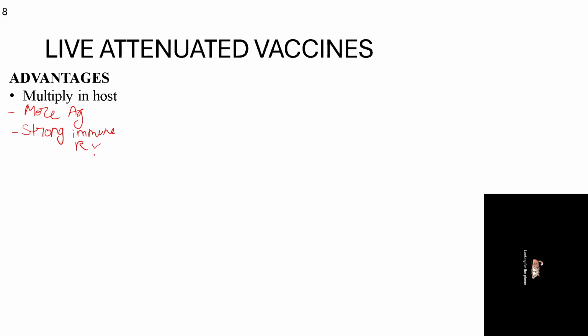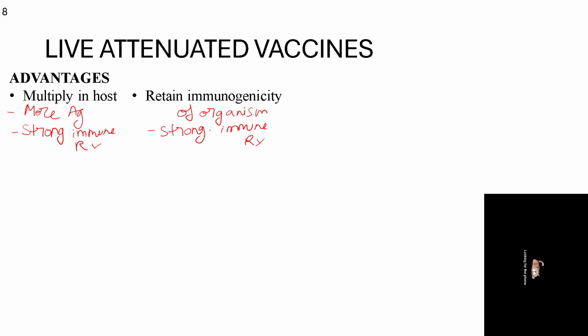Okay. Now, another advantage is that live attenuated vaccines retain the immunogenicity of the organism. They retain even every major and minor detail of the organism. So what will happen because of this? There will be a stronger immune reaction. Your live attenuated vaccine also stimulates mucosal immunity. Now, mucosal immunity is also known as local immunity. It is IgA mediated. Okay.